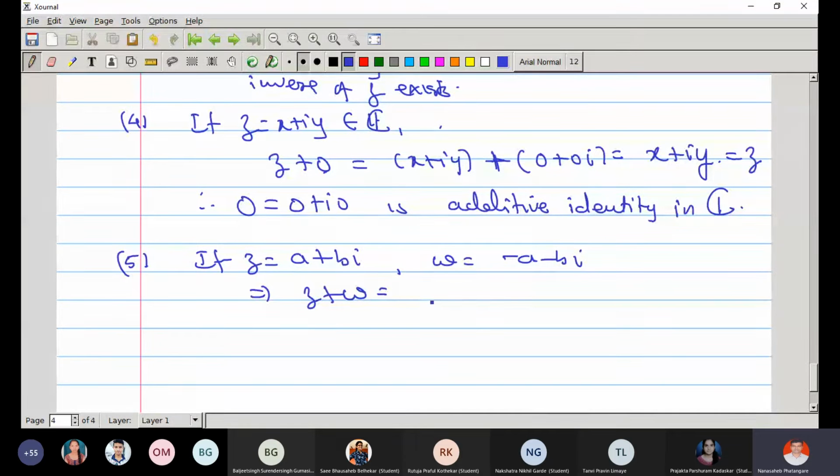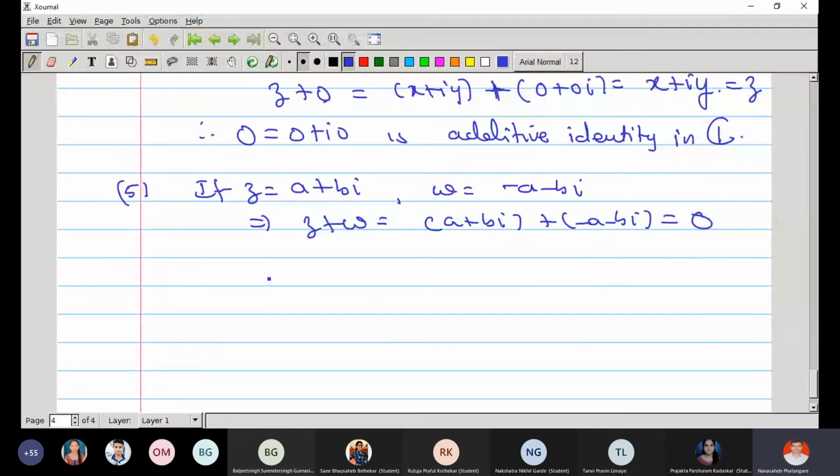Right, what is z? 0. And therefore, the sum of these two complex numbers is 0. That means additive identity. Therefore, w, which is minus a minus bi, is the additive inverse of a plus bi. Therefore, every complex number has an additive inverse. That is clear.